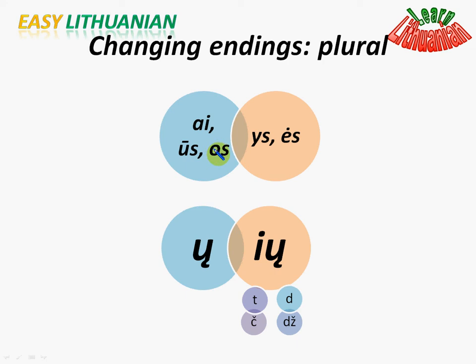Remember, if there is no softening sign before these endings, they will end in u. And these endings will always have a softening sign. And remember, they will also have sound alternations. If there is t or d before these two endings, is, s, tis, des, or dis, des, they will change to ch and j. That's important. We'll practice this in the second part.